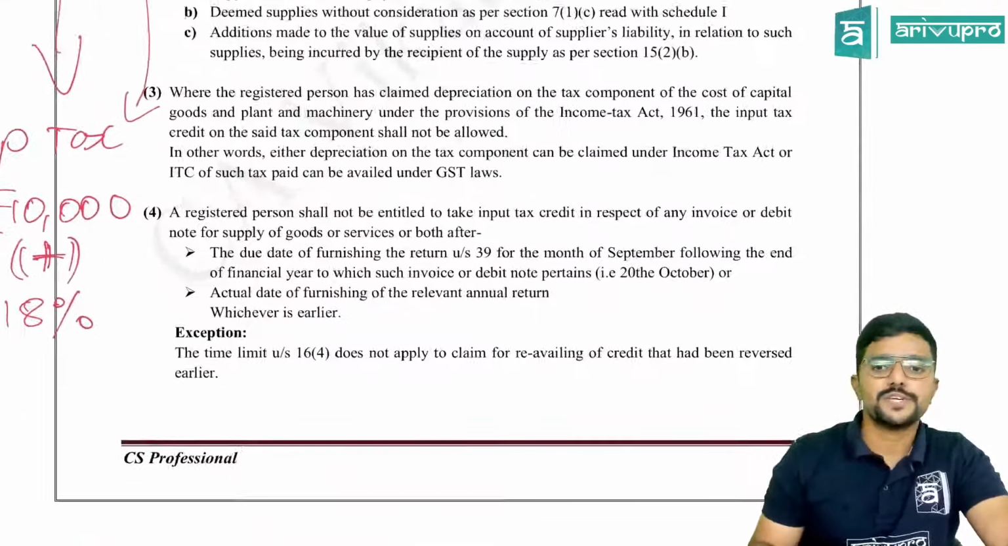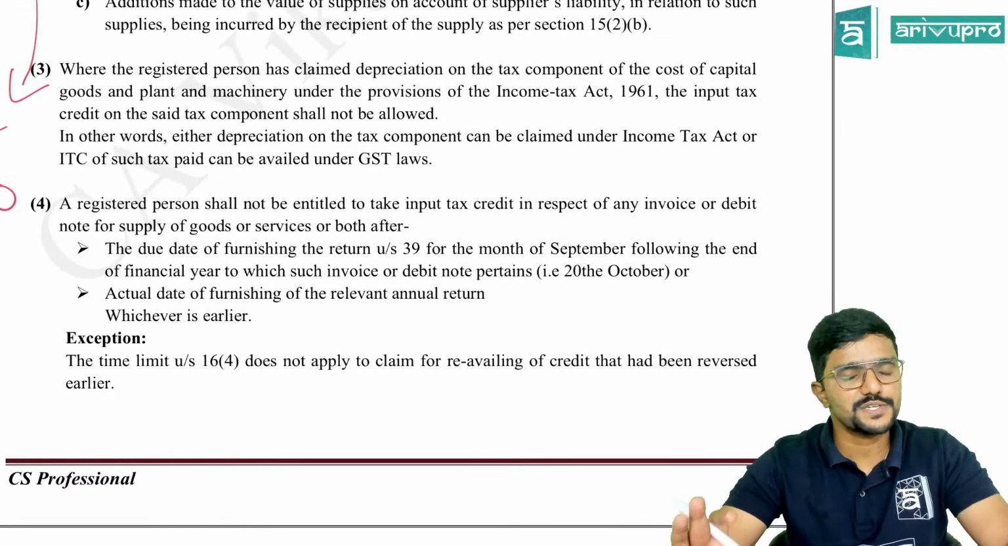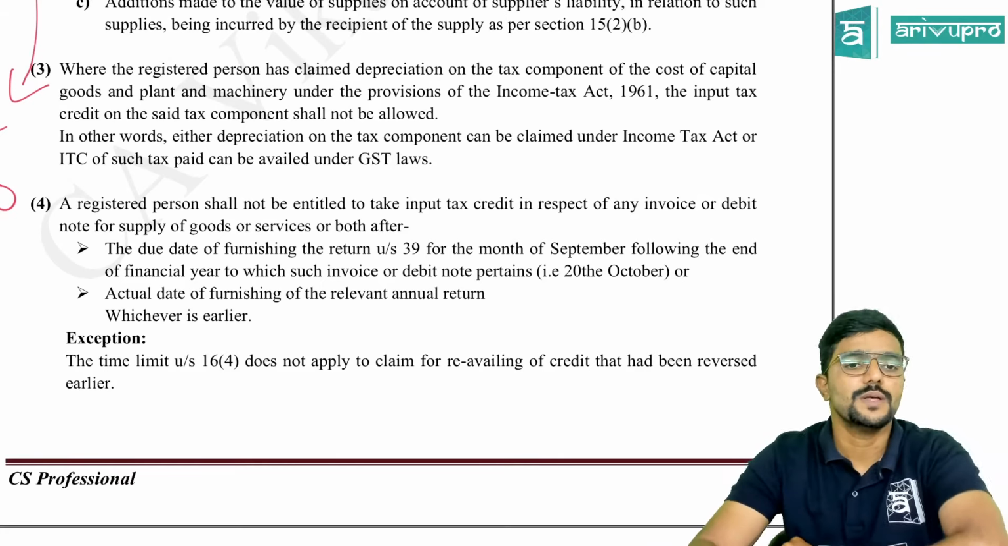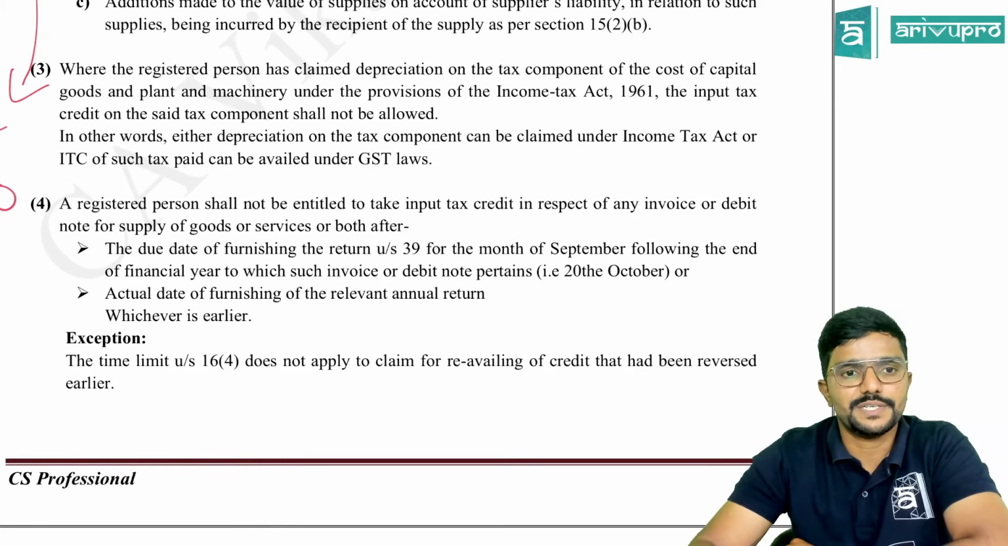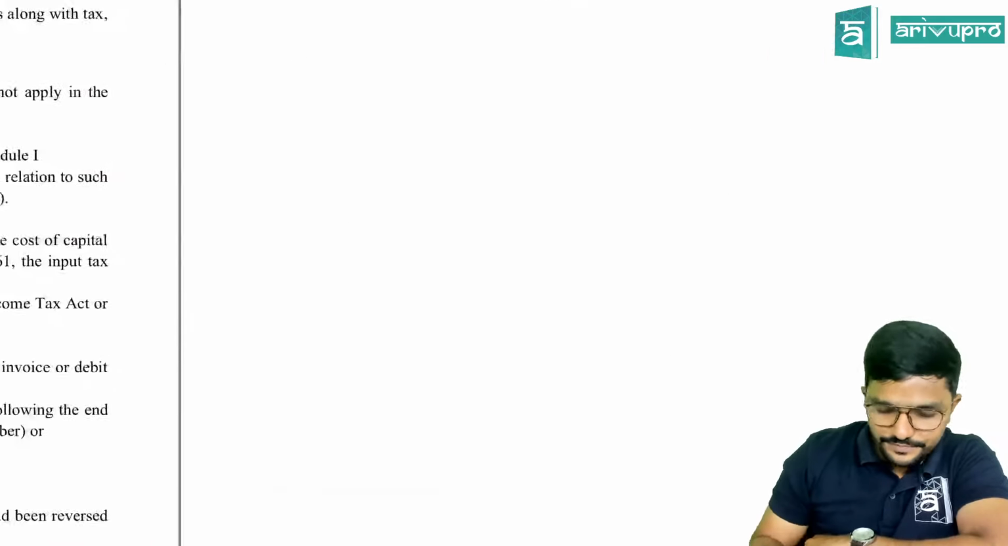We are done with subsection 2 and all the clauses and also proviso. Subsection 2 is a bit lengthy because it has clauses as well as provisos. Please be careful with it. Next, subsection 3 is actually related to income tax.